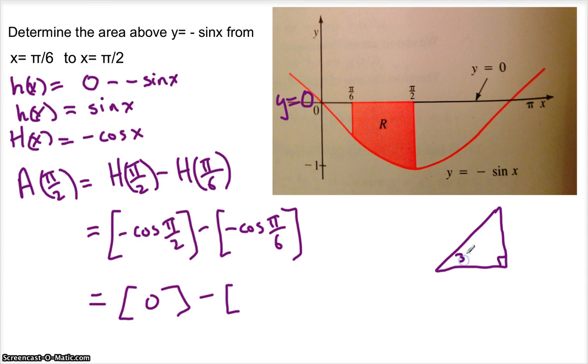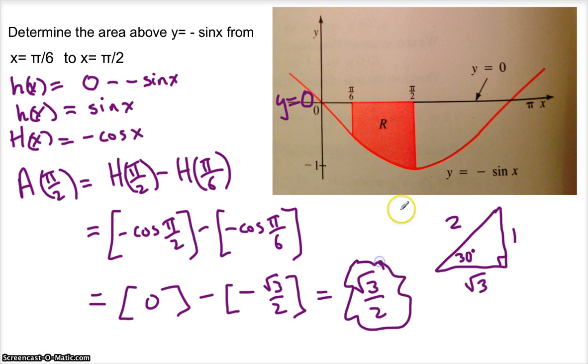So let's draw our special triangle. This is a 30, 60, 90 triangle. Opposite 30 degrees is 1. Opposite the 90 degrees is 2. And opposite the 60 would be root 3. So the cos of pi over 6 is adjacent over hypotenuse, which is root 3 over 2. So this will be negative root 3 over 2. 0 minus negative root 3 over 2 simplifies to positive root 3 over 2. So there is the exact area of the region R.